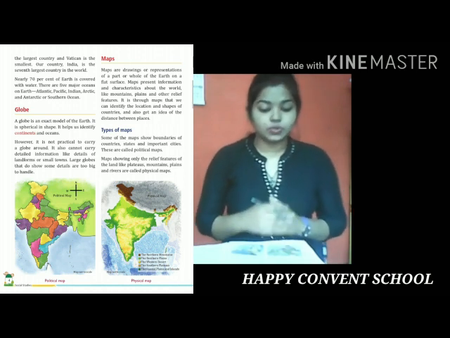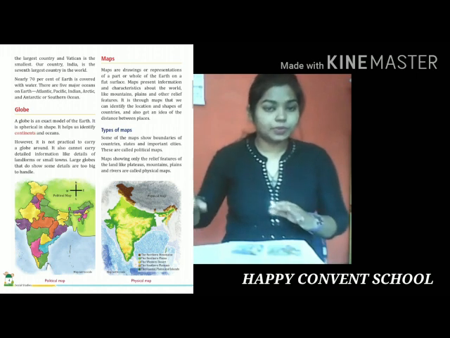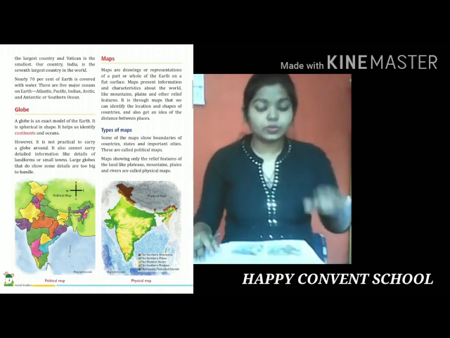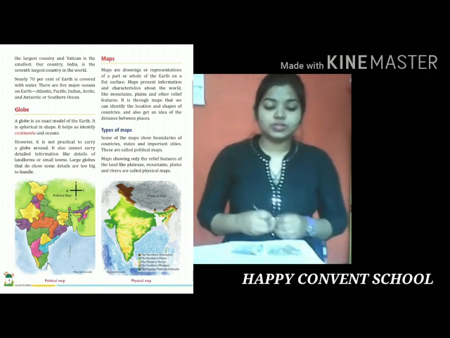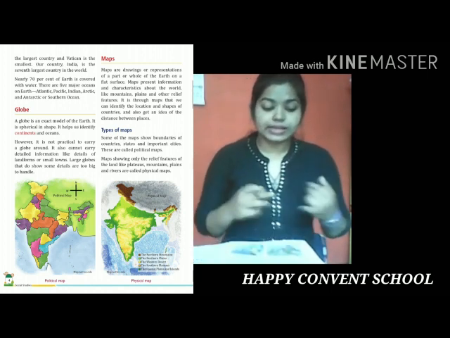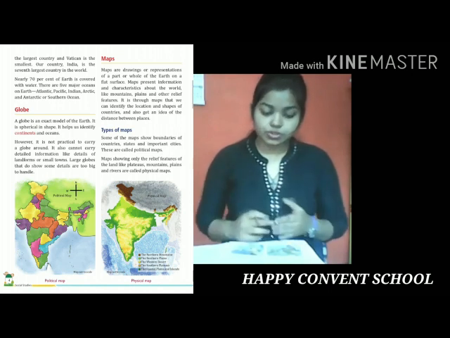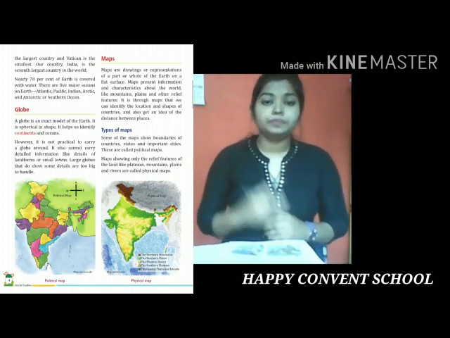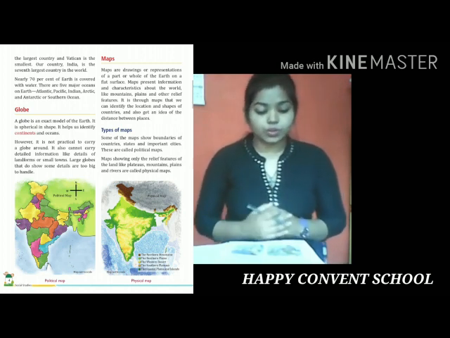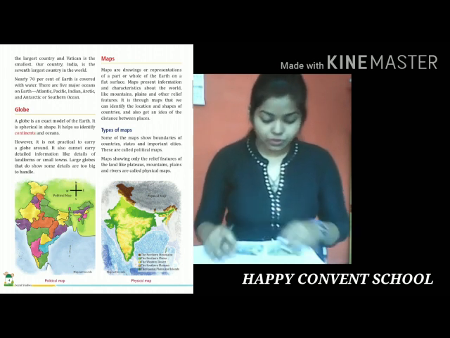Now, nearly 70% of the Earth is covered with water. There are 5 major oceans on Earth. So if we consider 30% is land, the rest 70% is what? Water bodies. The 5 major oceans are the Atlantic Ocean, Pacific Ocean, Indian Ocean, Arctic Ocean, and the Antarctic or Southern Ocean. So these are the 5 major oceans, or water bodies, present on Earth.